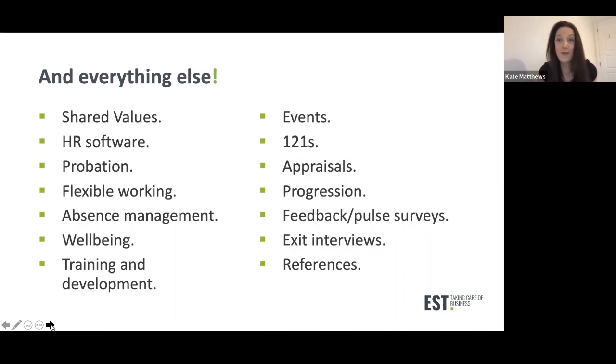HR software, so where are you going to record things like holidays, absence, next of kin details, employees' home addresses? There's loads of different HR software out there. One that we particularly like is called Breathe HR. For example, probation we've covered, flexible working. I mentioned earlier about home working or hybrid working, but what about ad hoc flexible working? If they get the opportunity to work a little bit earlier one day or a little bit later, or work from home on an ad hoc basis, think about what those arrangements will be.